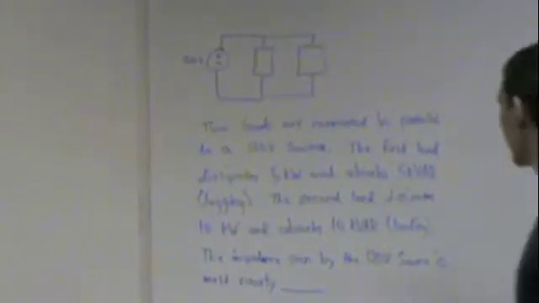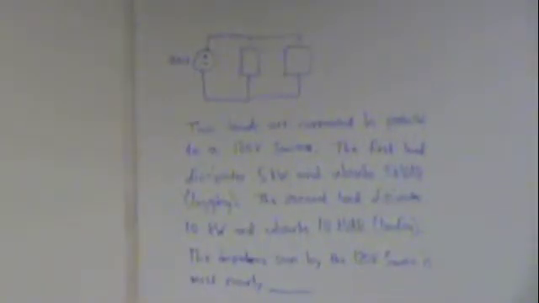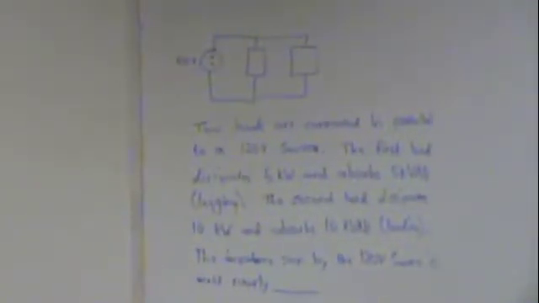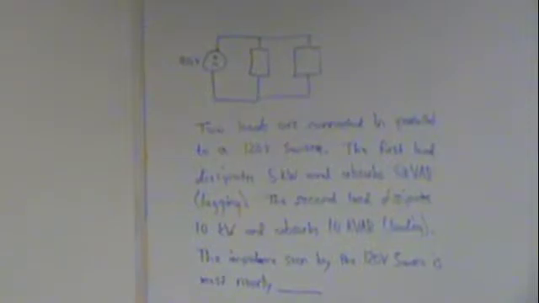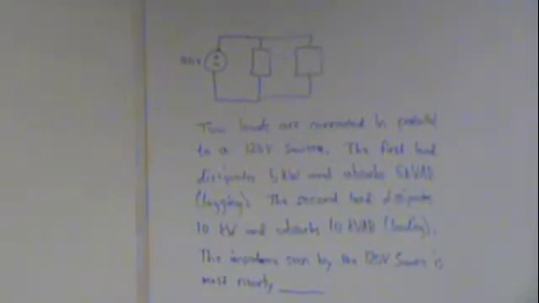Okay, so 15. Two loads are connected in parallel to a 120 volt source. The first load dissipates 5 kilowatts and absorbs 5 kVAR lagging, the second load dissipates 10 kilowatts and absorbs 10 kVAR leading. The impedance seen by the 120 volt source is most nearly what?